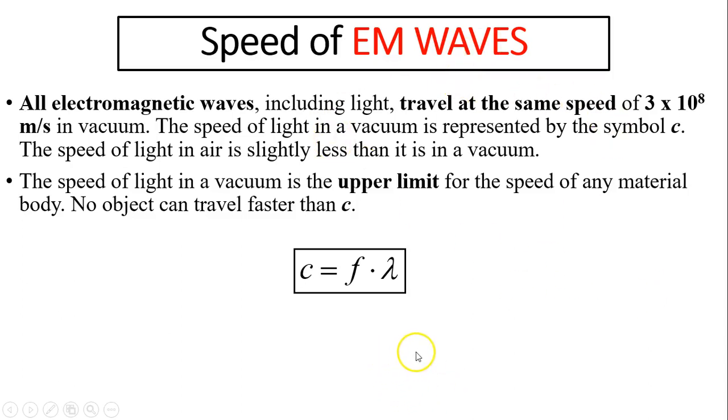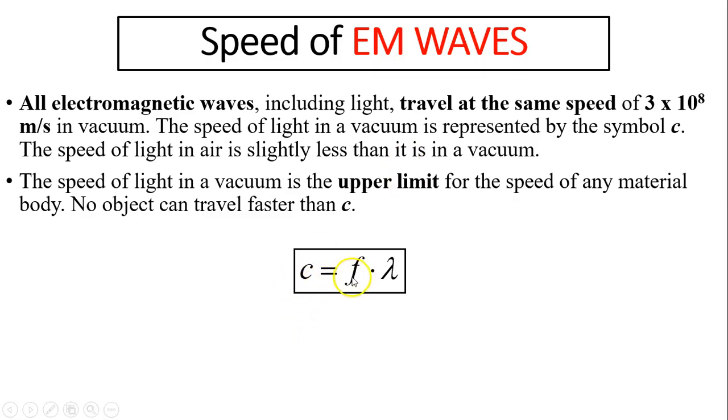Speed of EM waves. All electromagnetic waves, including light, travel at the same speed, 3 times 10 to the 8 meters per second in vacuum or in air. This is also in the reference table. The speed of light in vacuum is represented by the symbol c. The speed of light in air is slightly less, but we can assume it to be the same when we do calculations. The speed of light in vacuum is the limit of the speed of any material body. So nothing can travel faster than the speed of light.